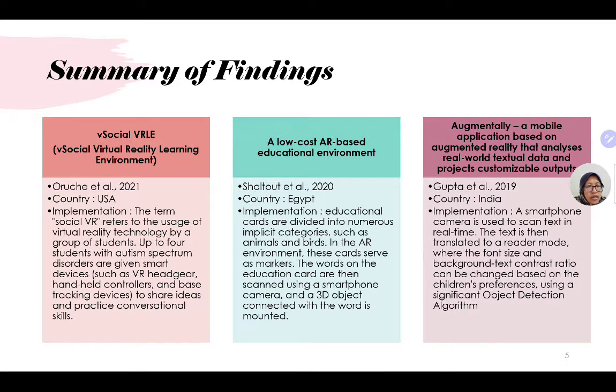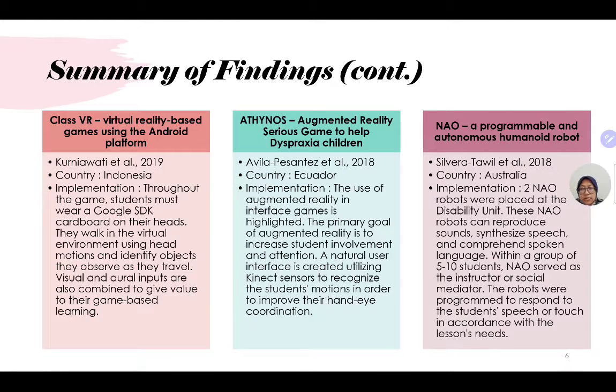Okay, from India, it's about Augmentedly, a mobile application based on augmented reality that analyzes real-world textual data and projects customizable output. So here the smartphone camera is used to scan text in real time. The text is then translated to a reader mode, where the font size and background text contrast ratio can be changed based on the children's preferences using a salient object detection algorithm.